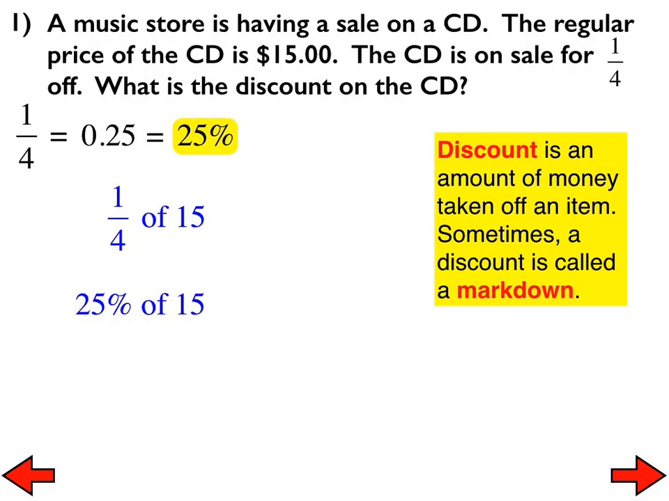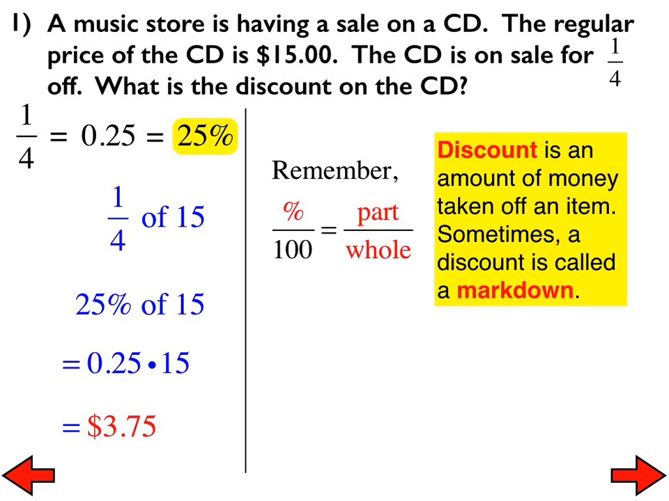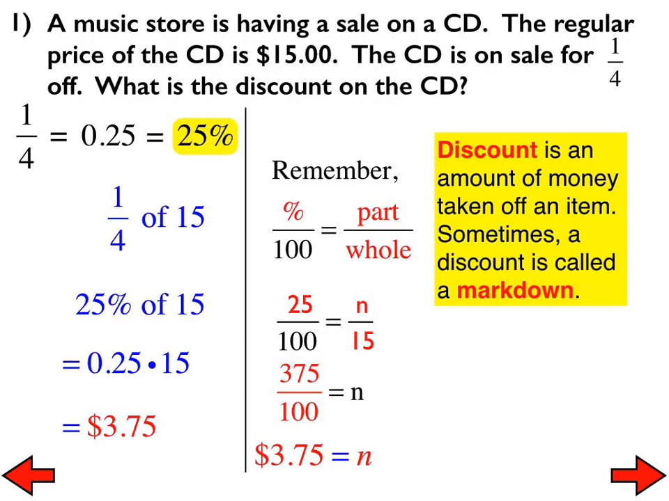And we've done that kind of problem over and over and over again. That means there is a $3.75 discount on the CD. That's how much that will be taken away from the $15. Okay? If some of you did it that way and some of you used a proportion, of course it would be 25 over 100 equals x over 15, or any variable over 15. And you're still going to get $3.75. Okay? Pay attention to what is being asked.